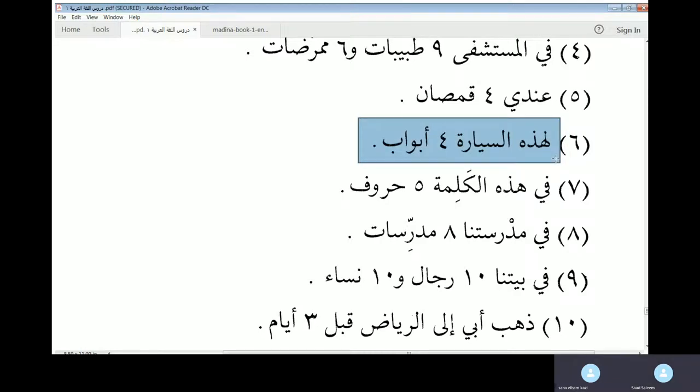لهذه سيارتي أربعة أبواب. This car has four doors. Arba'atu, because door is a masculine thing.